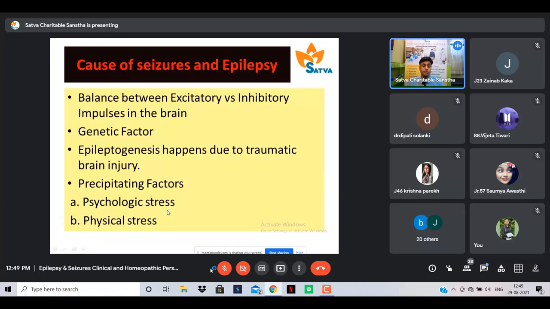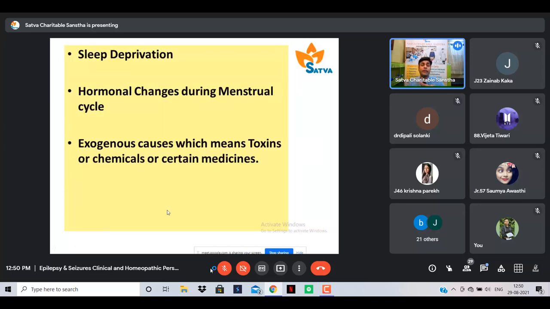Okay. Then there are certain phenomena known as reflex epilepsy. Reflex epilepsy means as soon as there is a sound, the person gets a convulsion. Or as soon as there is a loud voice, if I shout at someone and he gets a convulsion, something like that. These are all reflex epilepsy, where the trigger factors are there in the environment. Sleep deprivation is very important.